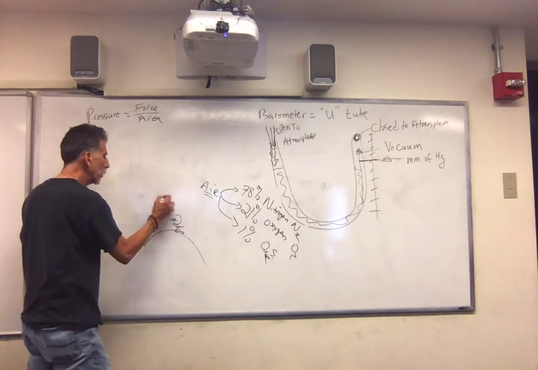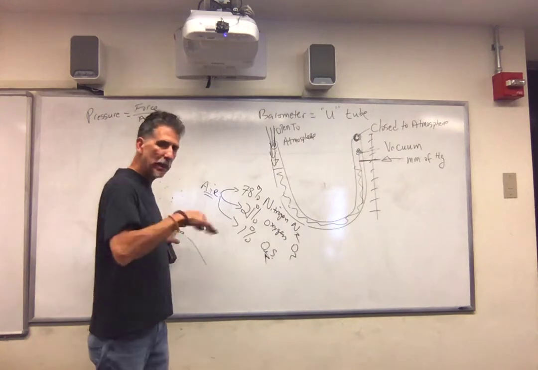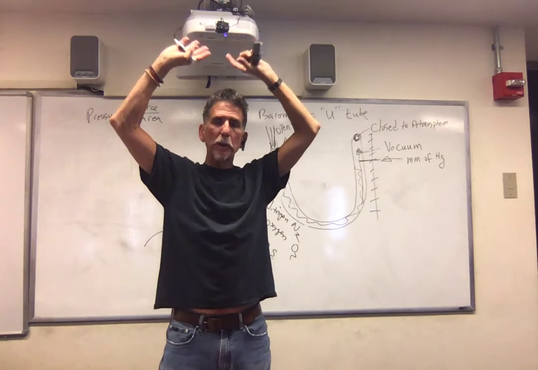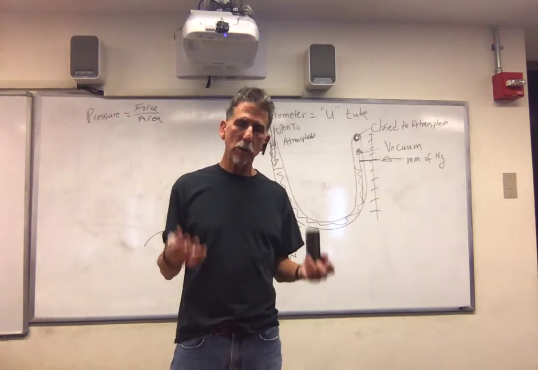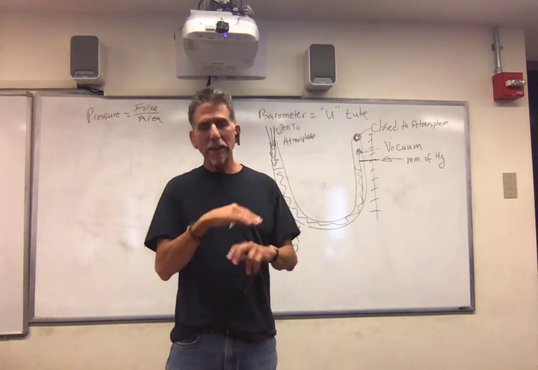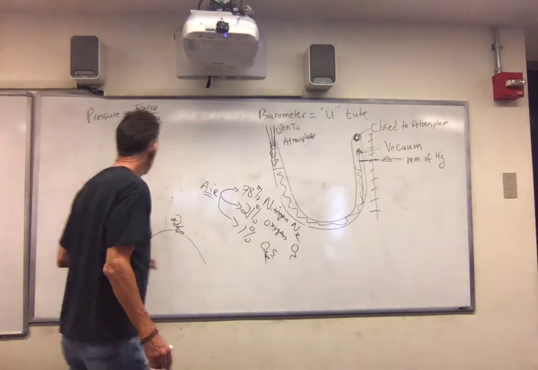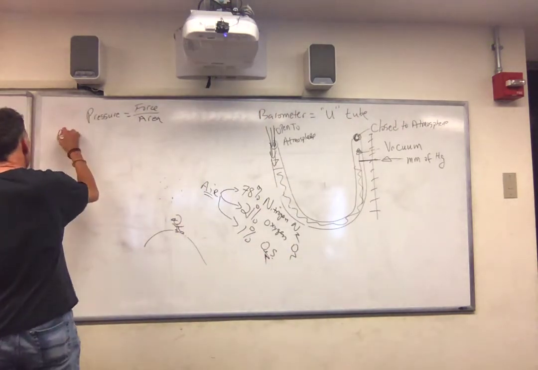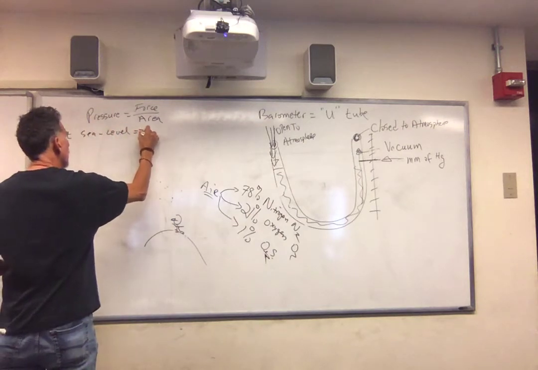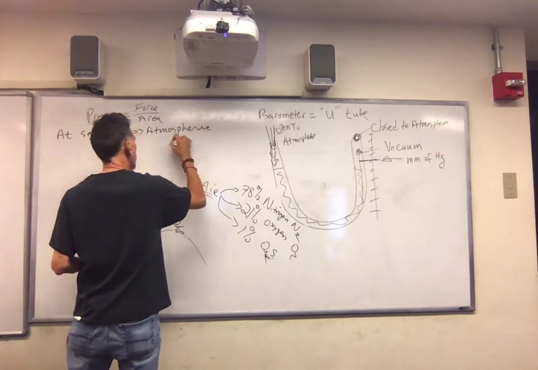So we have air on top of us, all these air molecules. Suppose we're at sea level. All this atmosphere is on top of us, which means all these nitrogen molecules and oxygen molecules have a weight. So they have a force and they're applying it to our body. At sea level, we call this atmospheric pressure.